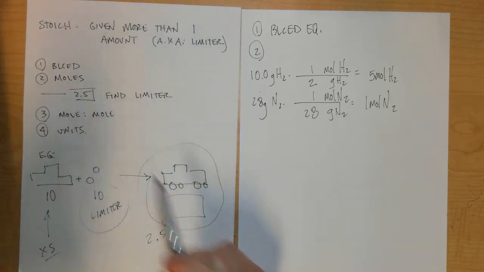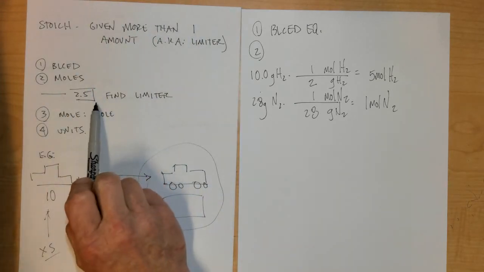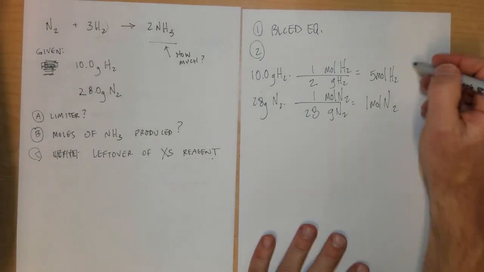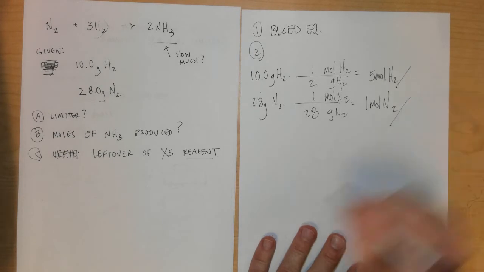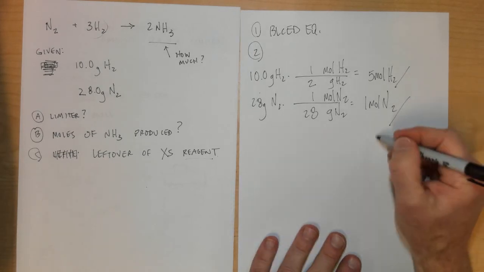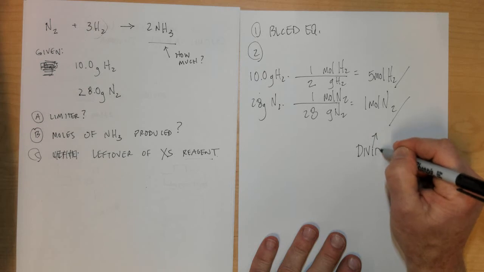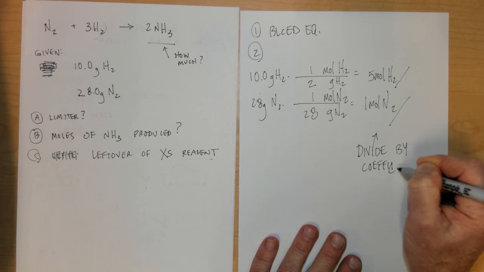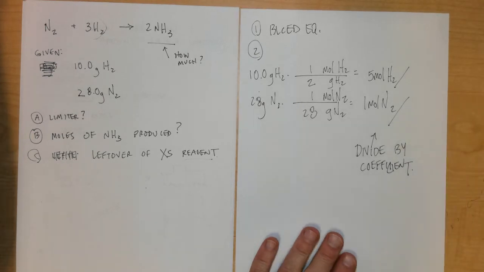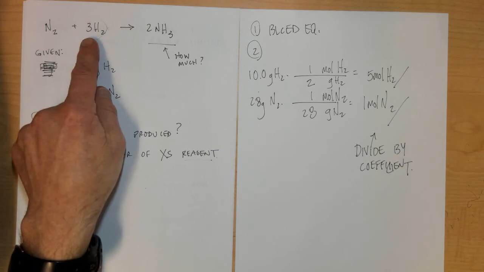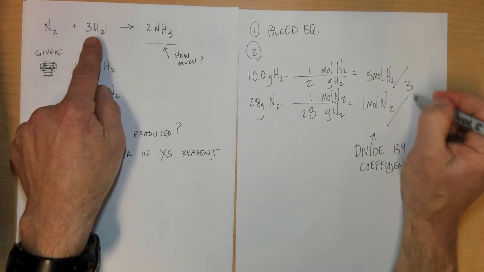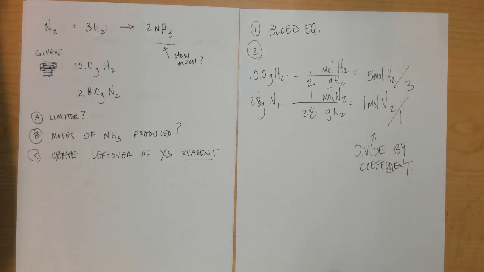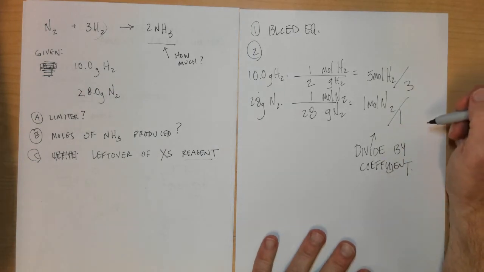I converted to my moles, and I'm on to step 2.5, how to find the limiter. Well, here's the quick, easy, dirty way to find the limiter. Take your number of moles and divide it by its coefficient from the balanced chemical equation. If you look at the balanced chemical equation, 3 is for hydrogen, 1 is for nitrogen, and then after you do the division, you have to decide which one is smaller.